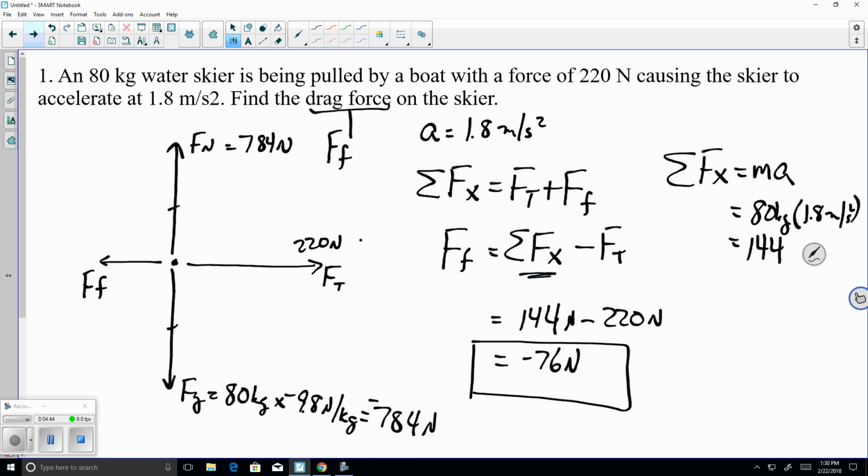Okay, so we started out trying to find the friction force. We used this formula, realized we needed the sum of forces, so then I went here. And then once I got this value here, I brought that back to this formula here.